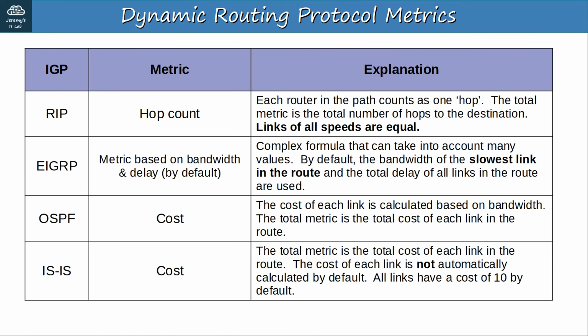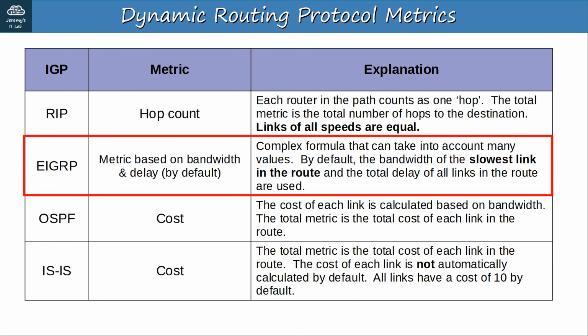As I already mentioned, each routing protocol uses a different metric. I will go into each of these in more detail in later videos, but here is a summary to introduce you to each. RIP uses by far the simplest metric, hop count. Each router in the path to the destination counts as one hop, and the total metric is the total number of hops to reach the destination. One big downside is that links of all speeds are equal. They all count as one hop. A 10 megabit per second Ethernet link is one hop, and a 10 gigabit per second link is one hop. So this is a very primitive way of calculating metric, and is clearly not ideal.